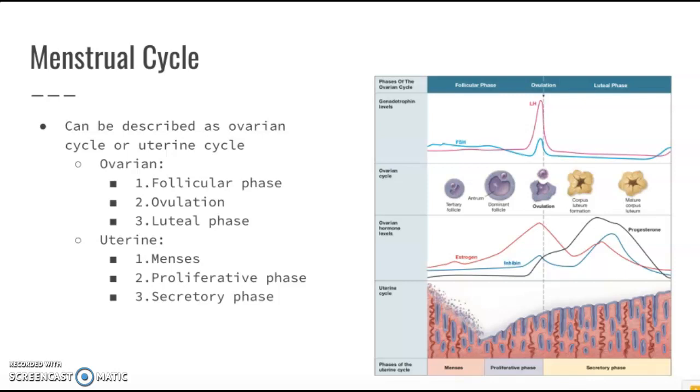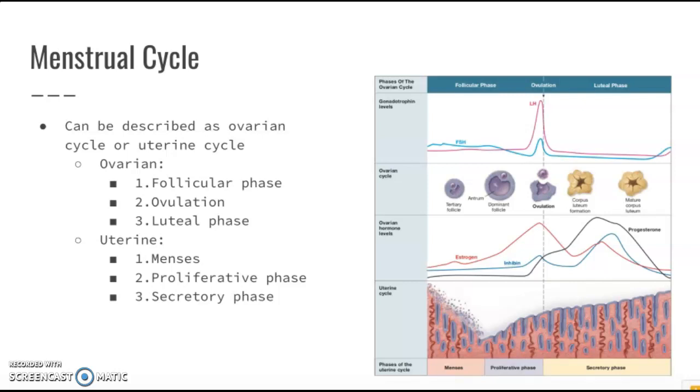Ovulation is when one or more follicles have ripened and the ovary releases oocytes. And the luteal phase is the transformation of a ruptured follicle into a corpus luteum, which secretes hormones that continue the preparations for pregnancy. And if pregnancy doesn't occur, the corpus luteum ceases to function after about 2 weeks and the ovarian cycle begins again.